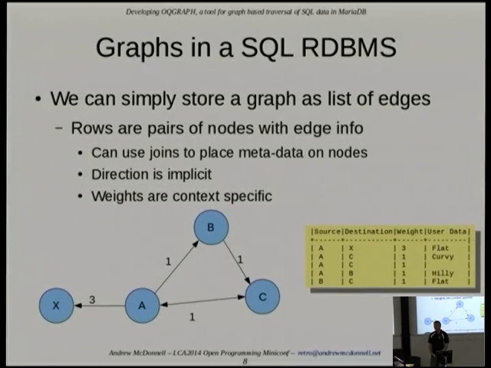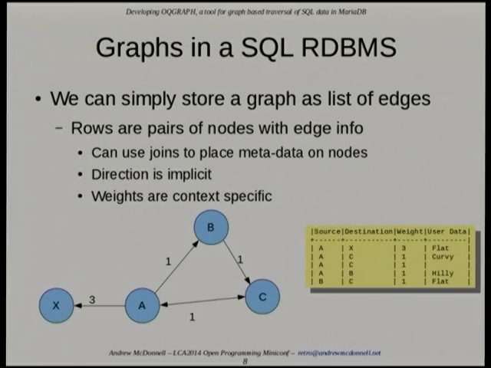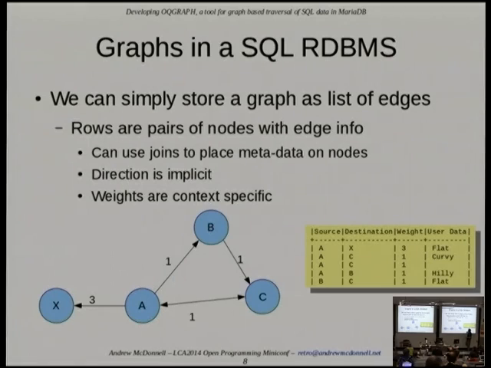So if you have a graph, it's a collection of nodes. So for example, we've got A, B, C and X as our nodes, and there's links between them. How can you store that in a SQL database? Well, pretty simple. You just have one row in the database that describes the connection between the nodes. So here we've got a link between A and X, so that's one row in the database from A to X. It's got a weight. The direction is implicit. It's context situational, depends on what you're doing.